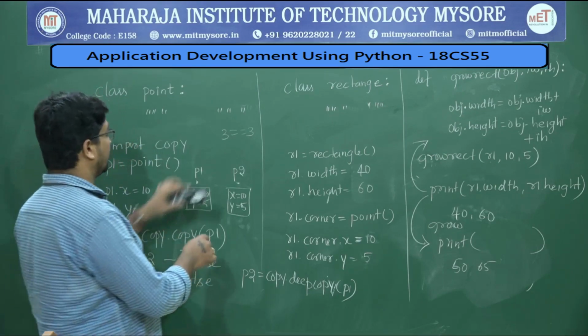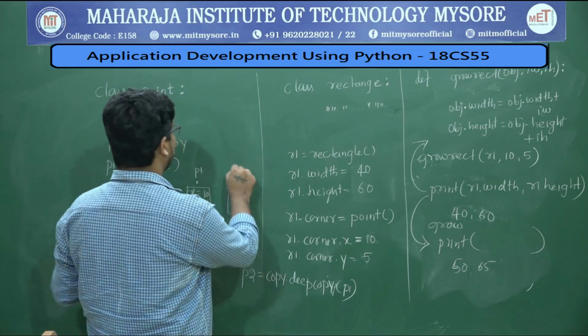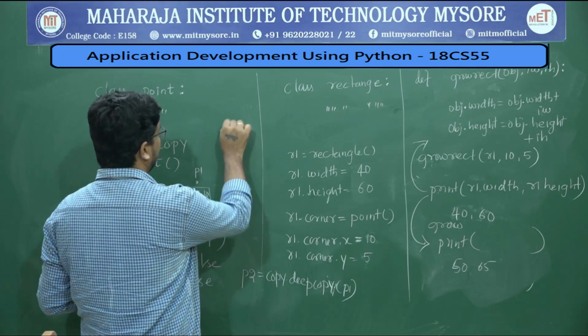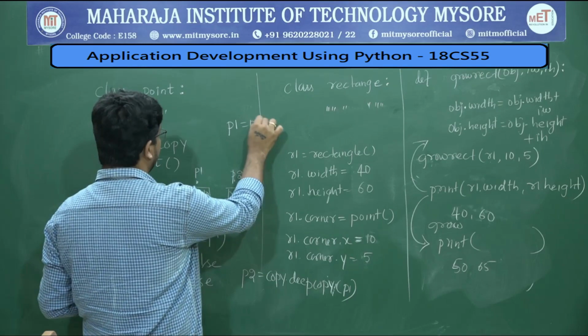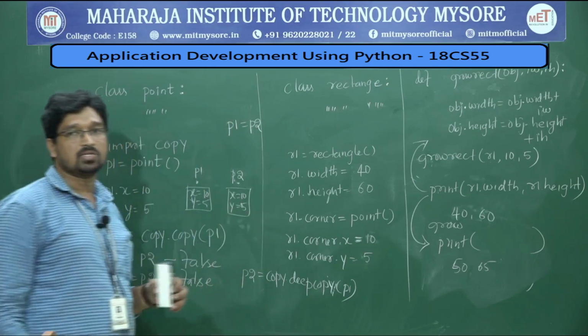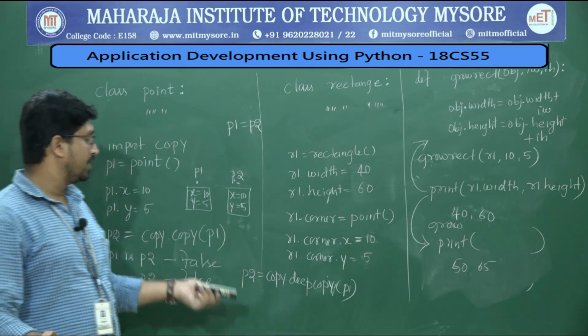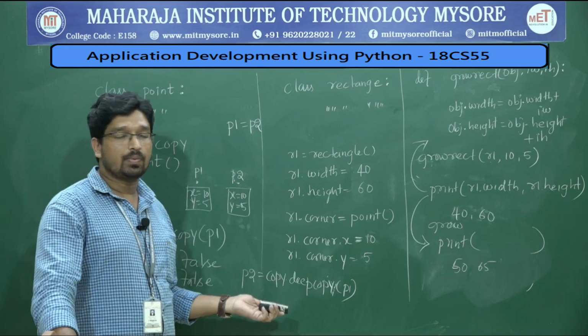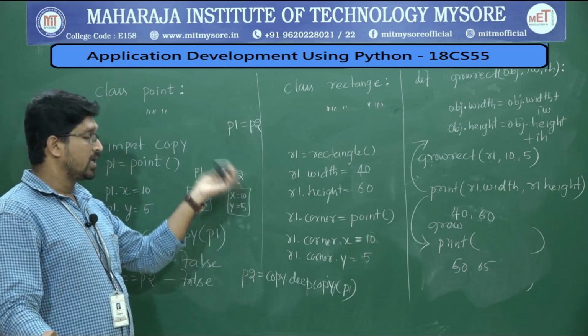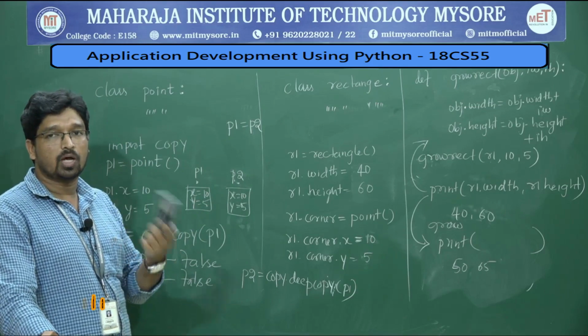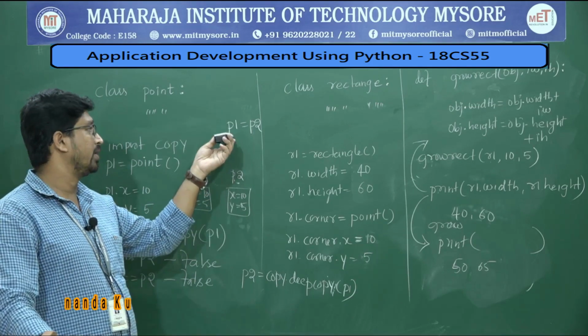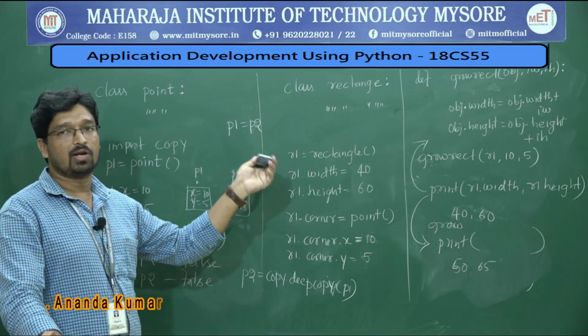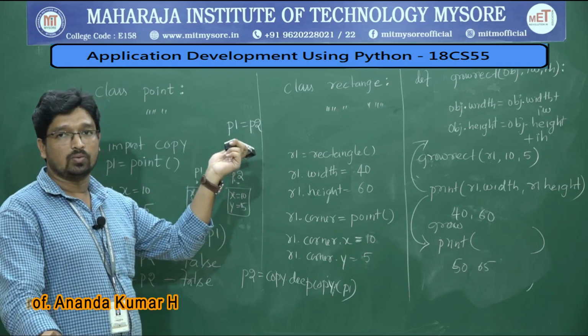So what if you use the assignment operator? When you use the assignment operator, then it is a reference copy. It is called a reference copy. Here P1 is the same, P2 is also the same. Both are pointing to the same location. Whenever you change the P1 value, it will reflect in the P2 value.